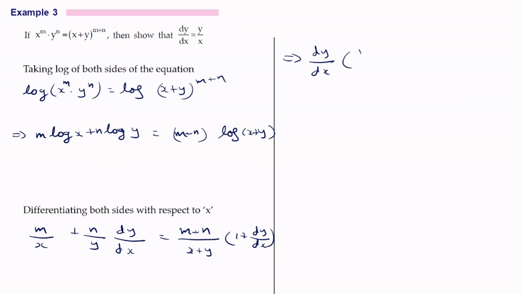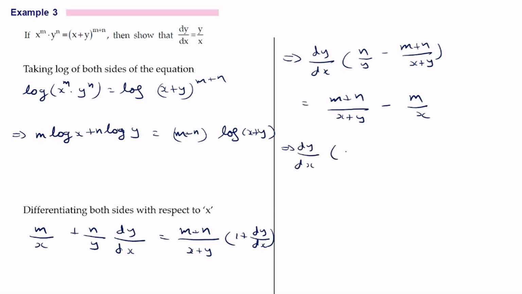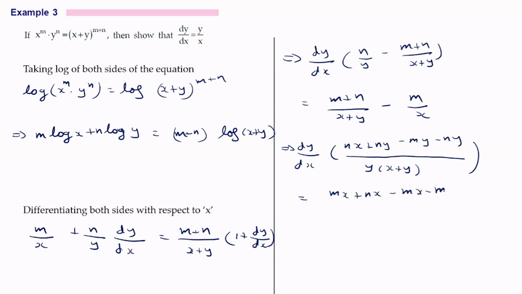So let us collect all terms with dy by dx on one side. dy by dx into n by y minus (m plus n) upon (x plus y). So here this is (m plus n) upon (x plus y) plus dy by dx into this term. So here we have dy by dx into [n by y minus (m plus n) by (x plus y)]. This is equal to (m plus n) by (x plus y) minus m by x. So dy by dx into (nx plus ny minus my minus ny) upon y into (x plus y), taking LCM, equal to (mx plus nx minus mx minus my) upon x into (x plus y).